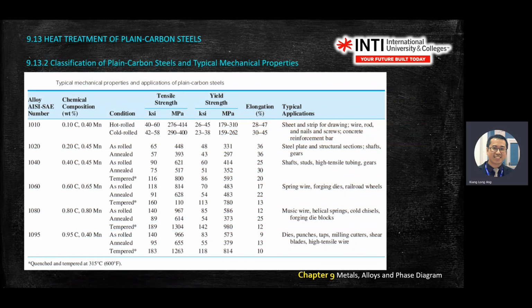So this is a chart. If you have different types of alloy here, this one is plain carbon steel. So when you go and buy some raw material, make sure you check.